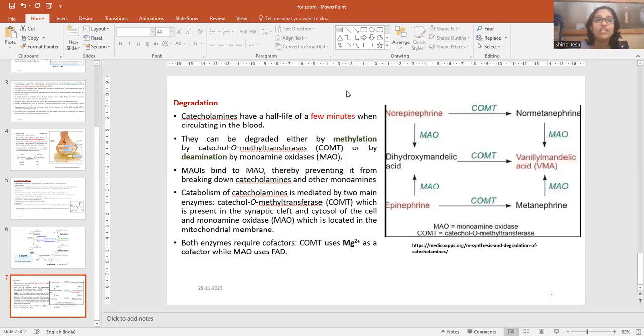For the degradation also, catecholamines have a very small half-life of a few minutes, and they can be degraded either by methylation by COMT, that is catechol-O-methyltransferase, or by deamination by monoamine oxidases. So that is what is explained here. Both the enzymes require cofactors: COMT uses magnesium as a cofactor, while monoamine oxidase uses FAD as a cofactor.